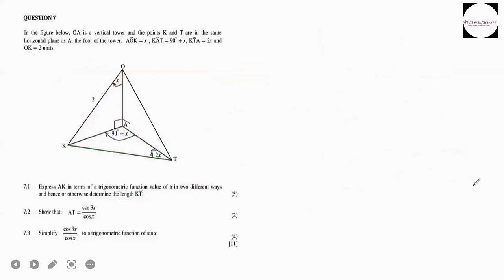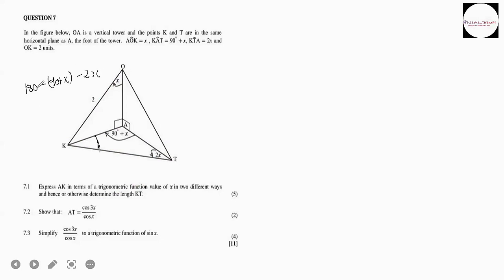So 7.2 is saying show that AT is cos 3x over cos x. Now, how did they find that? Now, this is AT. If we are still supposed to use the sine rule here, we need to find the angle here that is opposite side AT. But then here we have 90 plus x and 2x. So in order to find this angle here, we know that we will need to say 180 minus 90 plus x, and then also minus what?